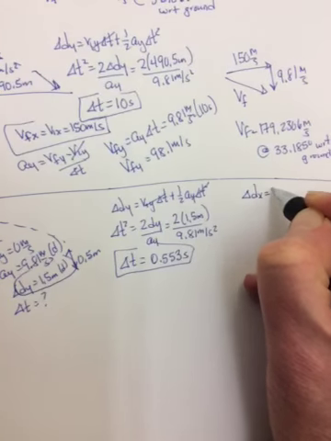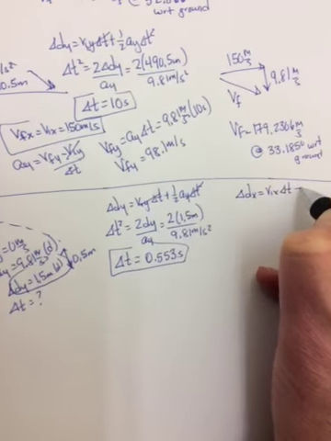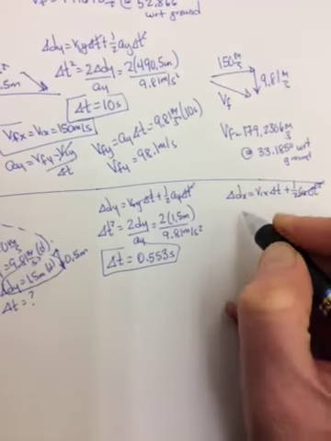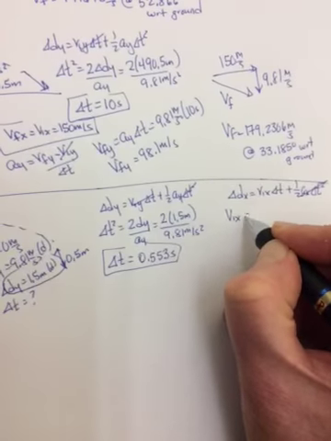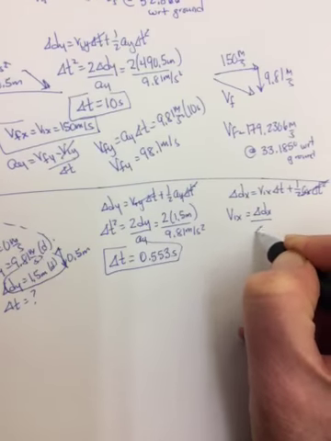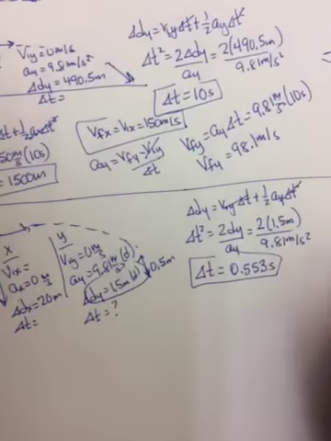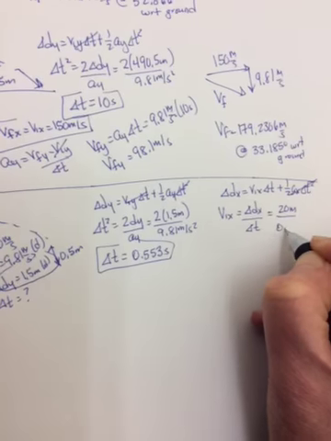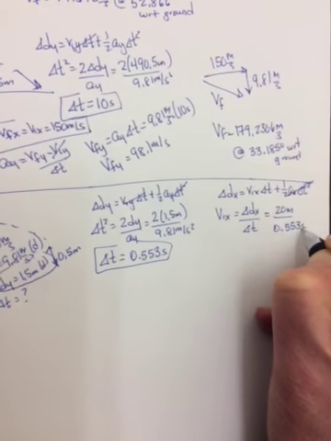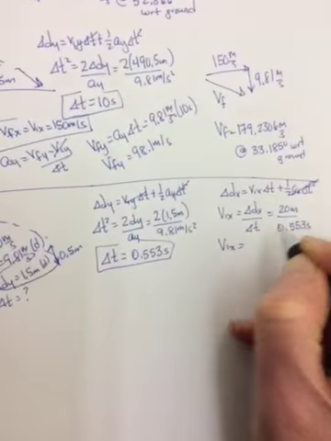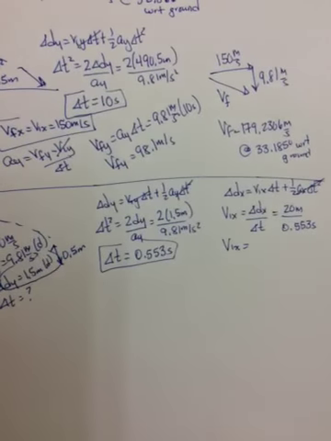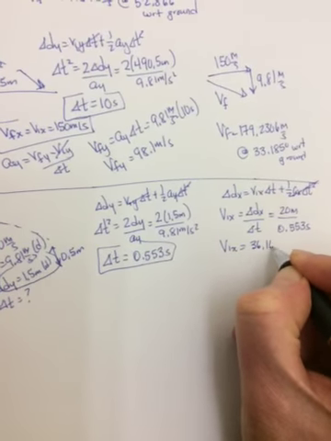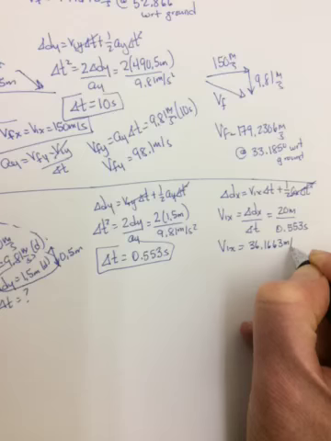Delta dx is equal to VIx delta t plus 1/2 ax delta t squared. This time it really is this term that goes to 0. You're looking for your VIx, so delta dx over delta t. Delta dx was 20 meters, and our time 0.553, etc. seconds. And when you do the math, you should get 36.1663 meters per second.